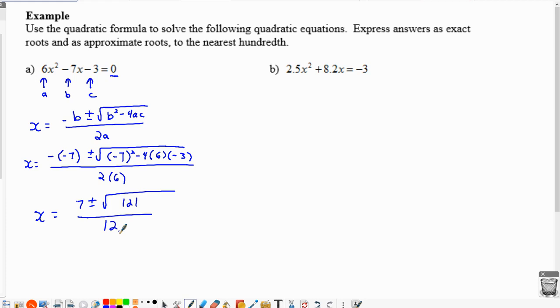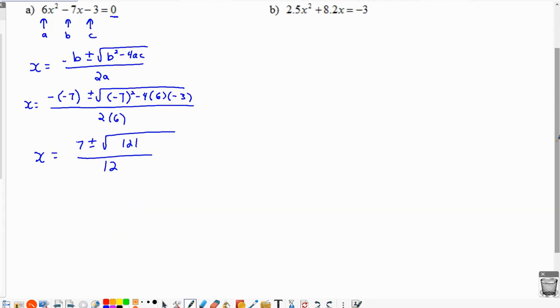Square root of 121, 11. That one's square roots. You got your calculator to check. You're not worried about staying young like I'm trying to do. Do them in my head. So this is 7 plus or minus 11 over 12.